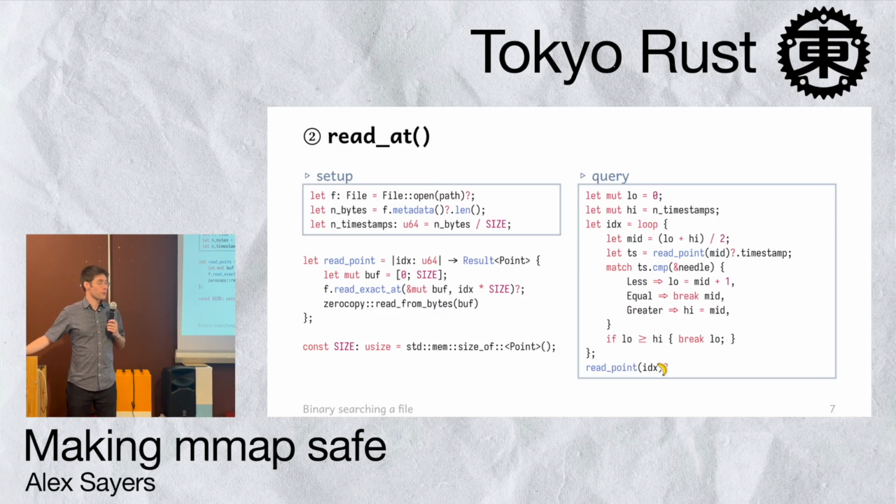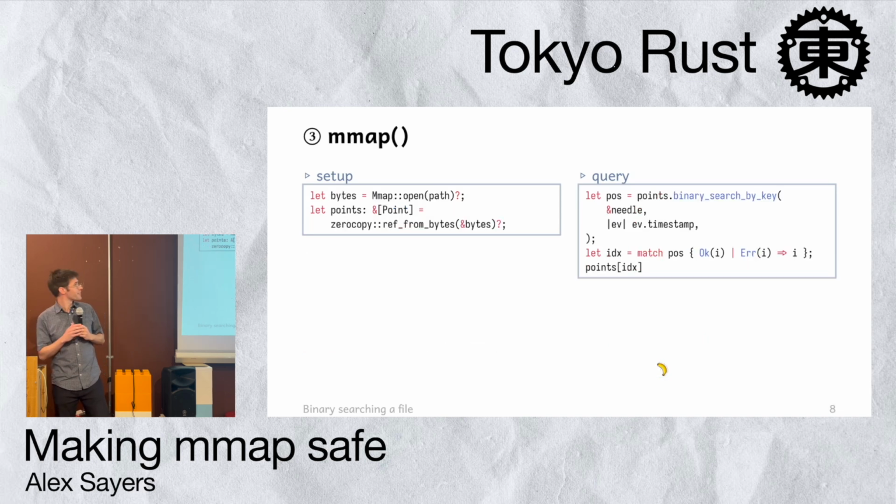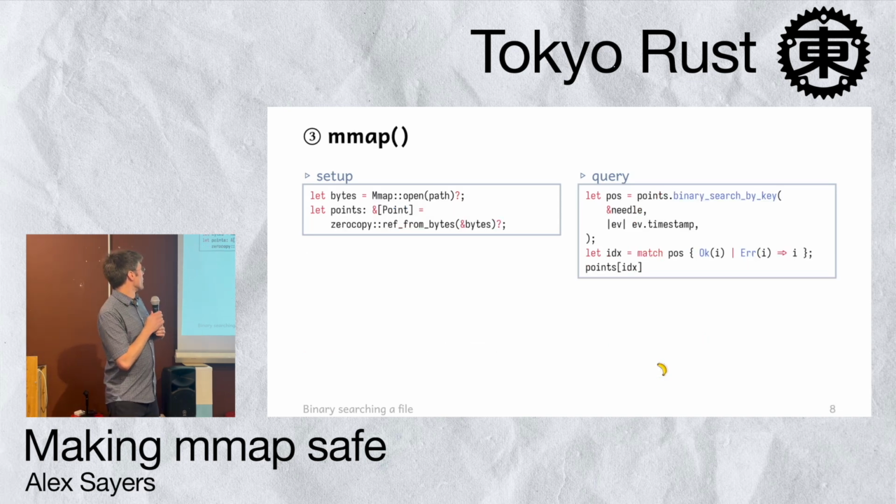So I've got one more implementation to show you, and no prizes for guessing what it is. We mmap the file. This gives us a slice of u8. And then I cast it into a slice of points, and actually the rest of the code is exactly the same as the first implementation I showed you. But unlike the first implementation, this doesn't immediately load the entire contents of the file into memory.